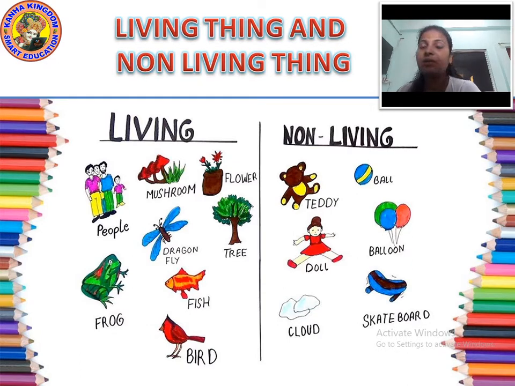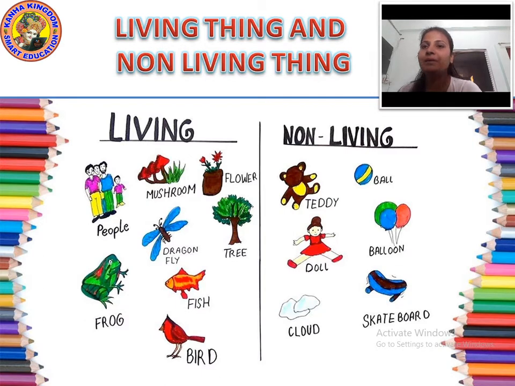Fish is also a living thing. They live in the water. If you take them out of the water, the fish will die. So they need water to live. Okay. Same as the frog. Frog is also a living thing because it grows.